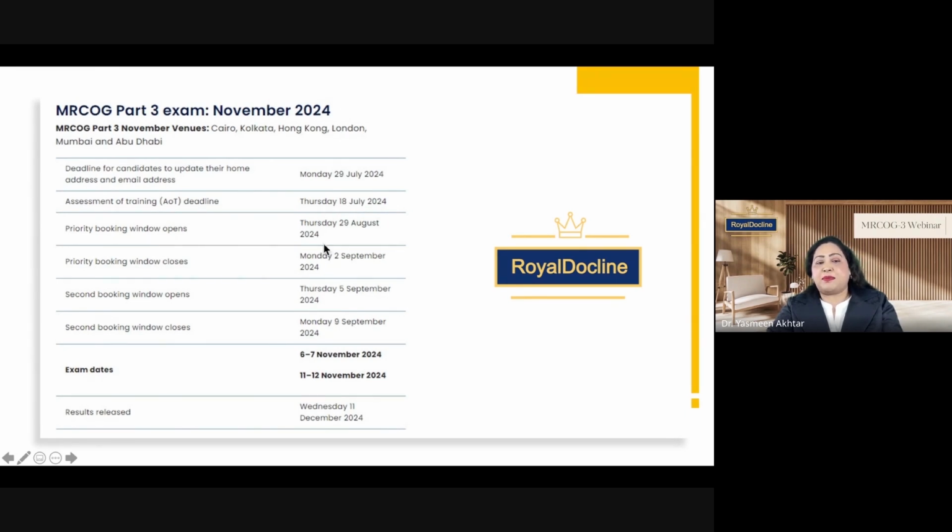Then the priority booking window closes. These are all the dates which you need to know, and then the results will be released on Wednesday, 11th December 2024. The College is very clear about everything, and the people who are going for the Part 3 exam, you have to remember all these important dates.